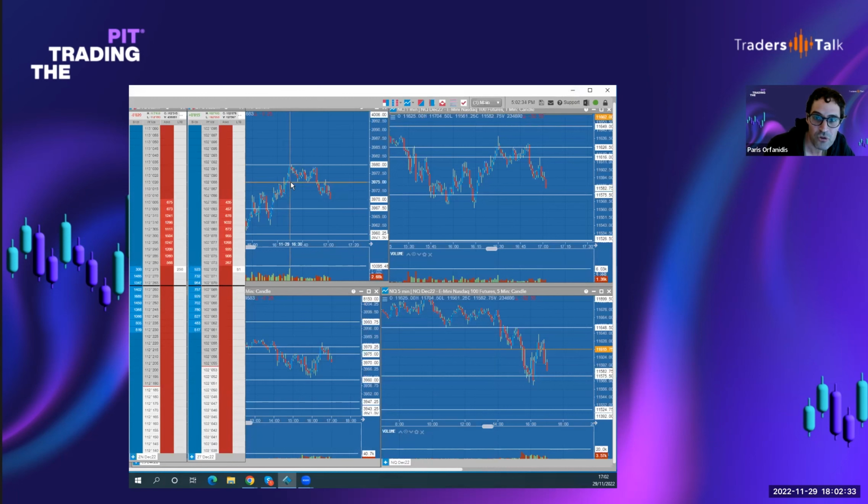So you see, what was the previous support became the next resistance. The same goes for Nasdaq. It's probably gonna go down now, but I'm not trading it.